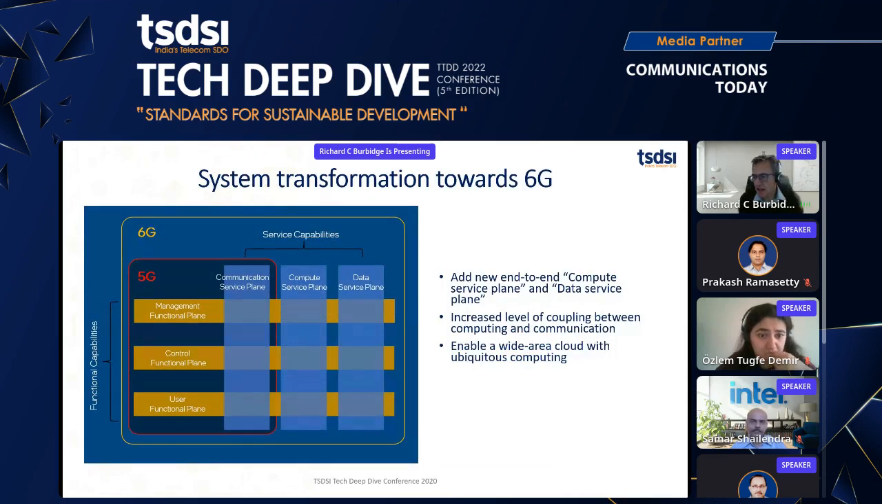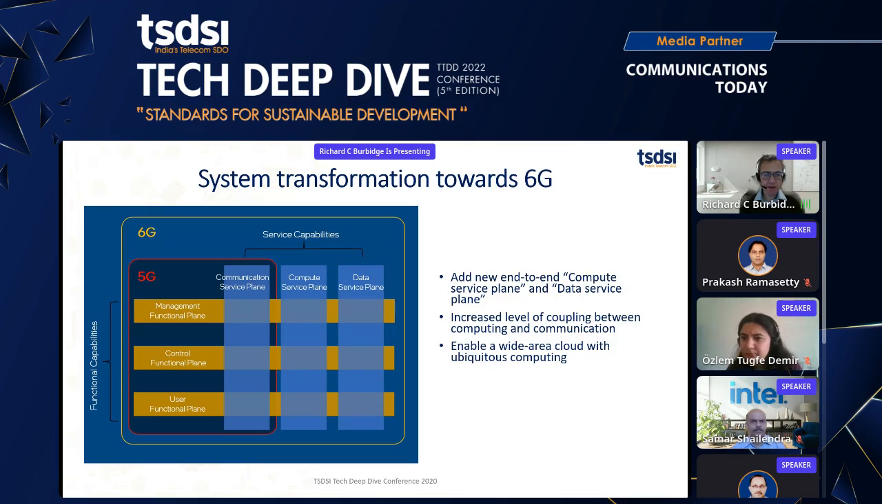So let's, with this slide, start to dig into a little bit of what this transformation I've been mentioning will really mean. In the center of this figure, we have a representation of a 5G system. That system provides essentially one service, the communication service. To deliver that communication service, we have had three functional planes. There's the user plane handling the user data, the control plane for handling control functions throughout the system, and a management plane for managing resources, etc. in the system.